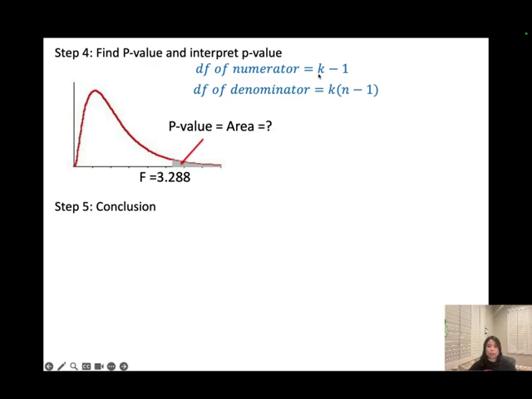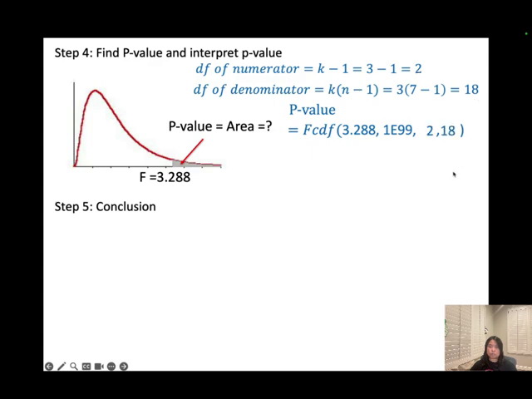Check your work. We do have 3 populations, right? So k equals 3, and each population has a sample size n equal to 7. So you should get degree of freedom of the numerator equal to 2, and degree of freedom of the denominator equal to 18. For the p-value, FCDF: lower value, upper value will be 1E99, and then the degree of freedom of the numerator and the degree of freedom of the denominator. Use your calculator and you should get this number.